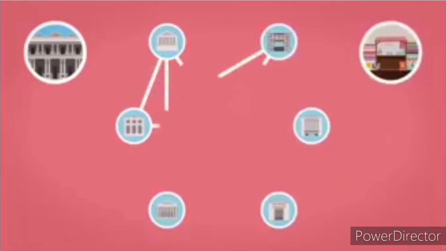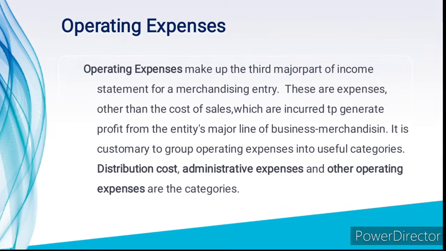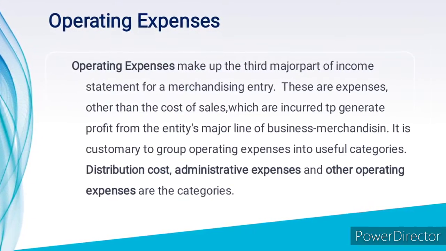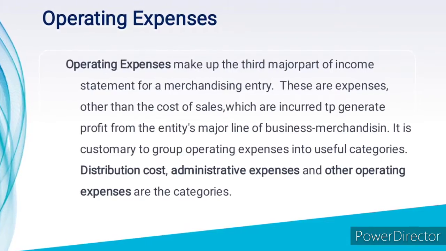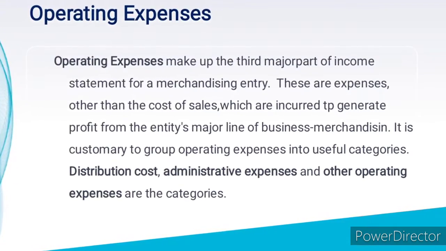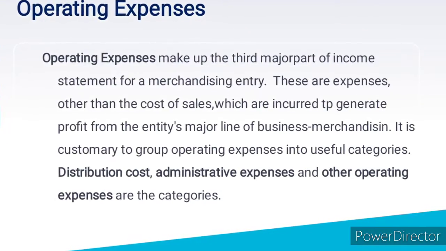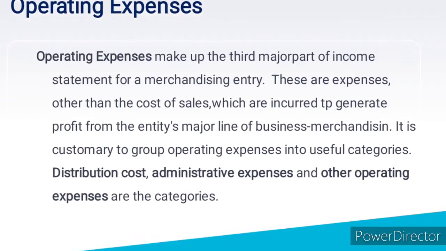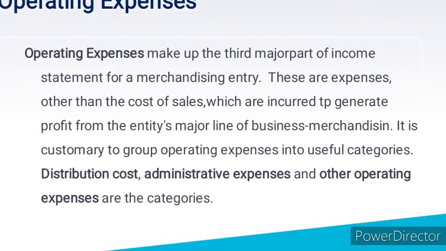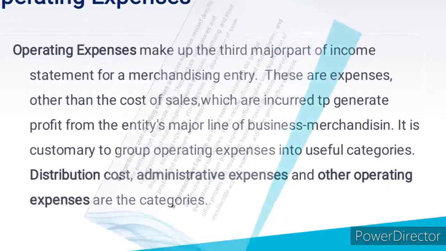Now let us discuss what operating expenses are. Operating expenses make up the third major part of the income statement for a merchandising entity. These are expenses other than the cost of sales which are incurred to generate profit from the entity's major line of business, merchandising. It is customary to group operating expenses into useful categories: distribution cost, administrative expenses, and other operating expenses are the three categories of operating expenses.